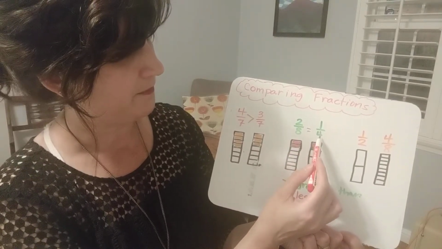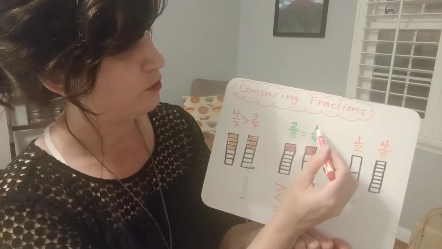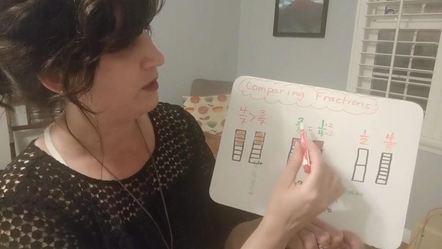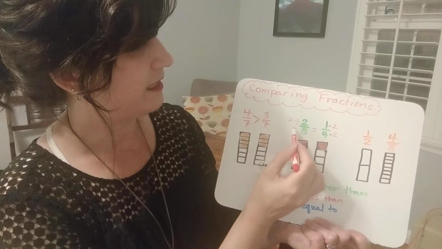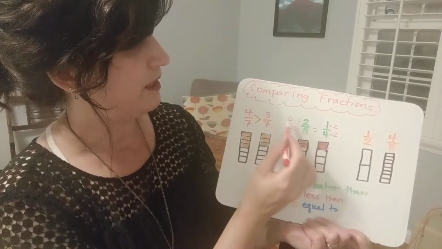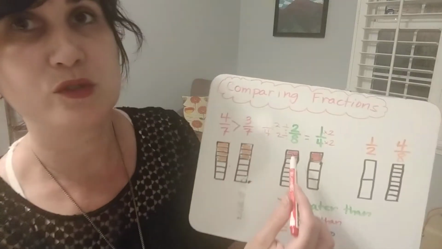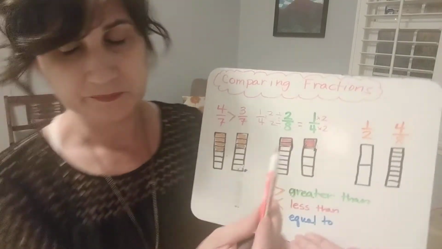I know it's not exactly perfect the way I drew it, but I do know that 2/8 and 1/4 are the same. I can multiply the top and bottom by 2, so 1 times 2 and 4 times 2 would give me 2/8. Or I can divide these each by 2 and I would get 1/4. So either way, they can reduce or get larger, they're equal to one another.